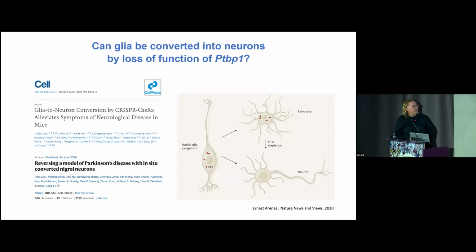Now, I think a lot of you are familiar with two papers that came out about 3 years ago now, one in Cell and one in Nature, that claimed that knockdown, so not even knockout, knockdown of a single RNA binding protein, a splicing factor called PTBP1 in glia, resulted in very efficient conversion of either Müller glia in the retina or astrocytes in the brain into functional neurons, and showed that this could recover deficits seen in a chemical model of Parkinson's disease.